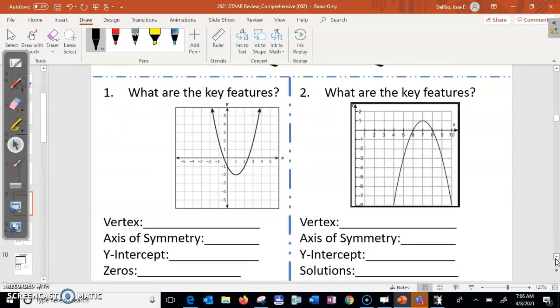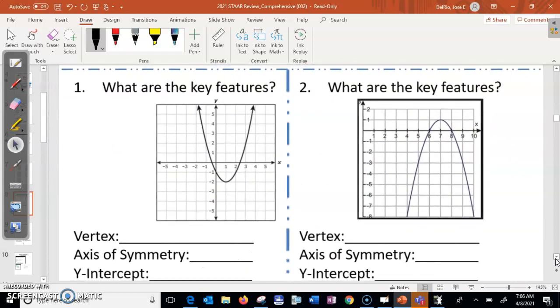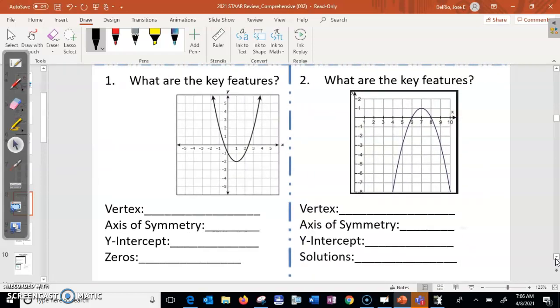So for this one, I'm just going to do one of them, which will be number 2. That is key features. What are key features? So key features, Vertex. Vertex, of course, write this down into your notebook as I'm saying it. Vertex is either the highest or lowest point in this parabola. Now, which one is it? Well, whenever it looks like an uppercase A, the vertex is always at the top, right here. That is my highest point, and it's located at 7 and 1.